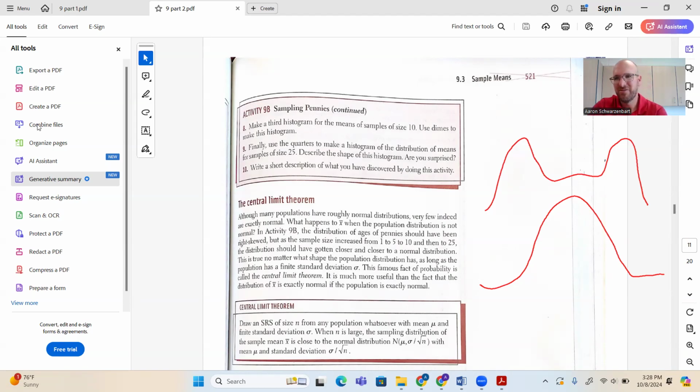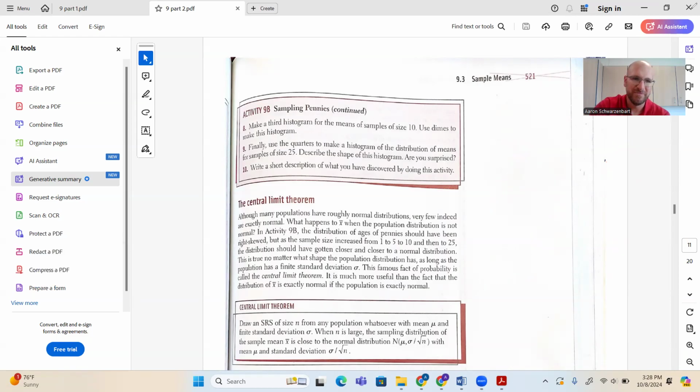What makes this powerful is now I can do calculations on the probability of the means. Again, it's not the probability of any individual value, it's the probability of the sample mean, which allows me to draw conclusions about the population mean.